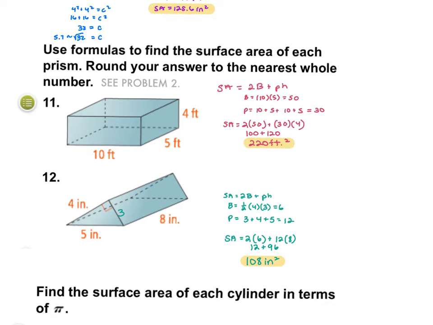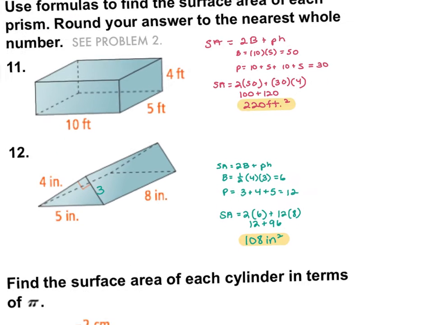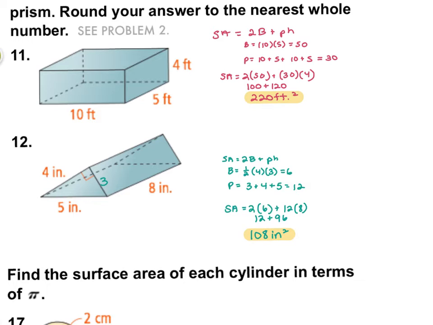Number 12 is again a triangular prism. The base, 1/2 base times height gives you 6. You had to use your Pythagorean, and this time it's a triple. 3, 4, 5 was a triple, so I didn't have to use the theorem, but you could have to find the missing side. It would have been 3. 3 plus 4 plus 5 gives you a perimeter of 12. Surface area is 108 inches squared.